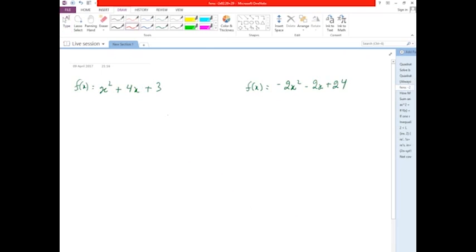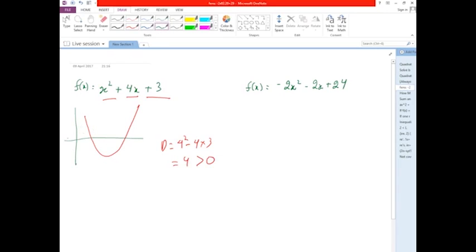We'll just draw a couple just to get comfortable with them. x square plus 4x plus 3. What do we know? The coefficient of x square is 1, which is positive. So the graph will open upwards. And then the discriminant is equal to 4 square minus 4 into 3, which is equal to 4. So discriminant is greater than 0, so it will cut the x-axis twice.